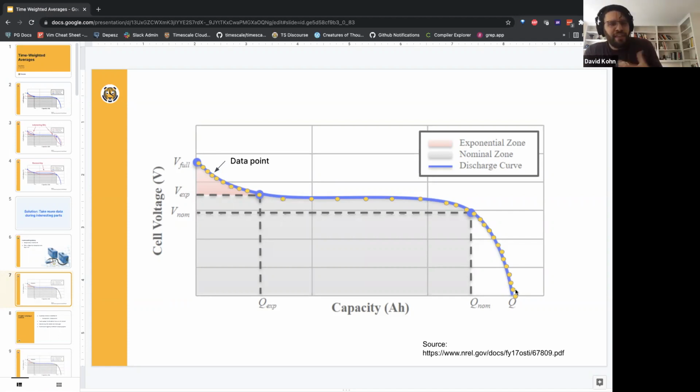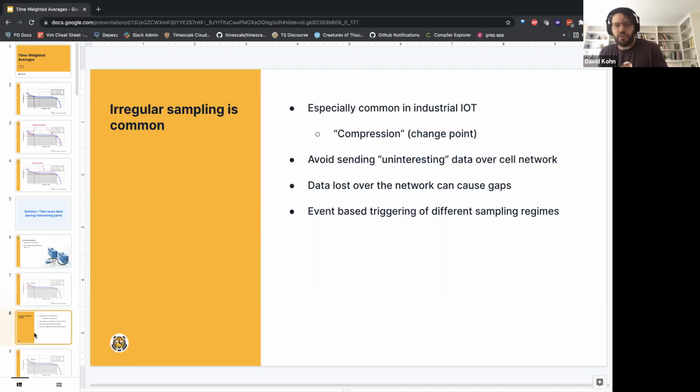So this was actually pretty common across industries. This is not just the thing that we see in batteries. We especially see it in industrial IoT, where they do something that they call compression, which is really just saying, whenever the data changes, send me a new point. So that's what they call compression in industrial IoT. In other places, they want to avoid sending uninteresting data over the cell network. So in remote sensing, you'll take more data when there's something interesting going on, less data otherwise, because cell data, especially when you're in remote locations, can be very expensive to send back.